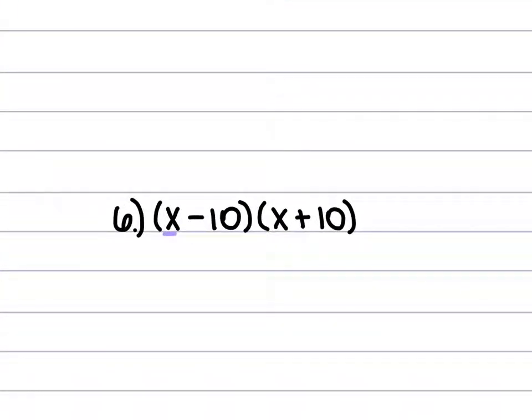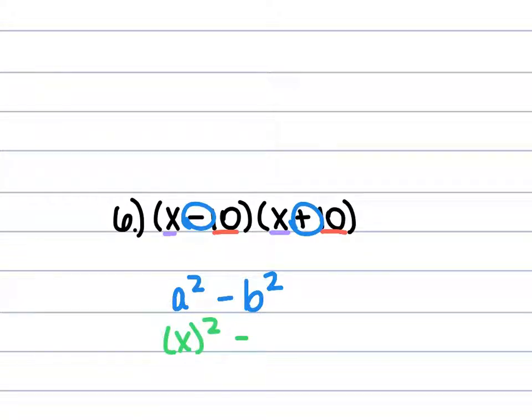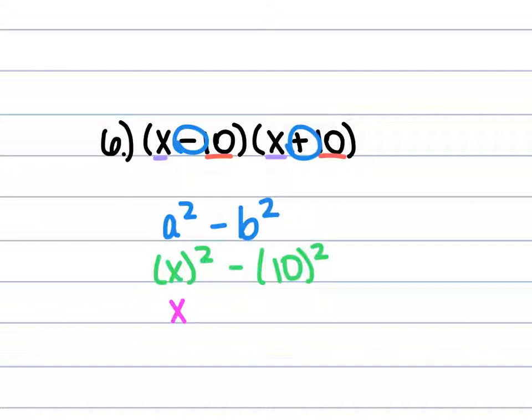For 6, our a's are both x's, our b's are both 10s. We have opposite signs, so we're using a squared minus b squared. So a is x, so that's going to be x raised to the second power minus b squared, so 10 raised to the second power. This is going to give us x squared minus 100.